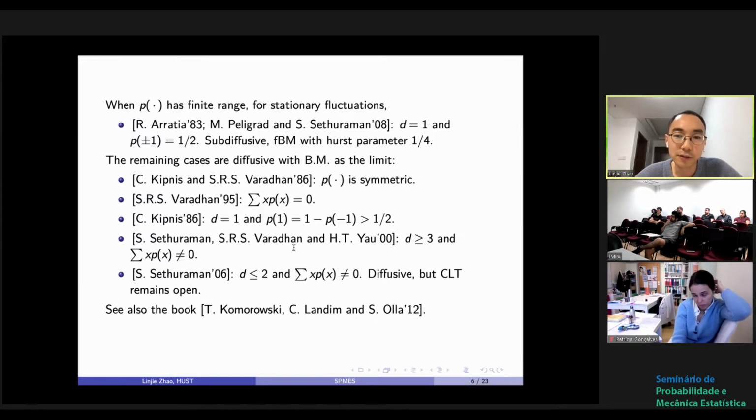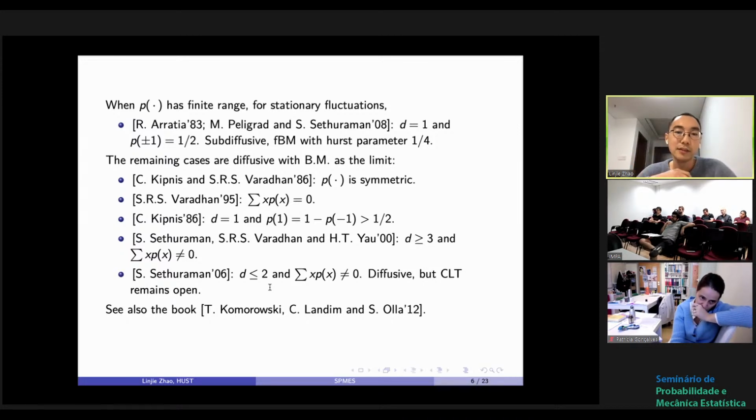And for 3 or higher dimensions, this was proved by Sander, Varadhan and Yang. This is because the random walk in 3 or higher dimensions is transient, so they could use some transience estimates for this case.